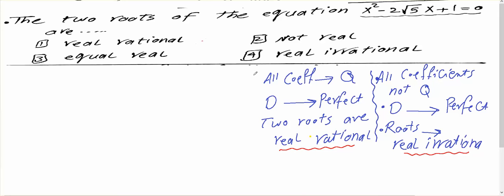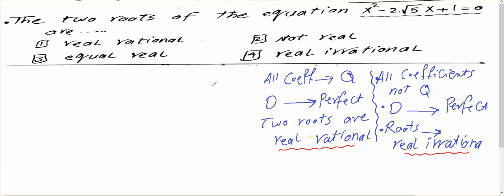First, we have to say that when you are talking about a quadratic equation, if all coefficients are rational numbers and the discriminant also is a perfect square, you can say that the two roots of the equation are rational numbers. But if all coefficients are not rational numbers, and the discriminant is a perfect square, the two roots are real irrational.